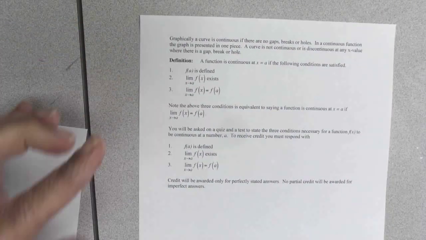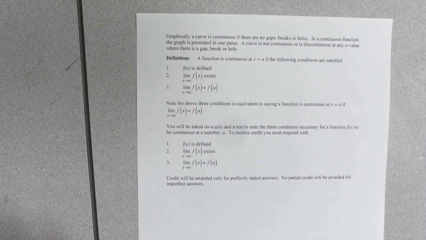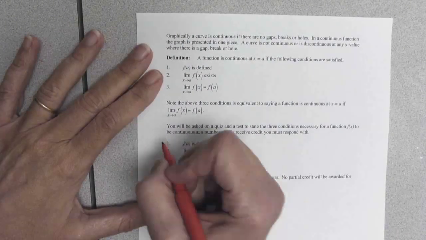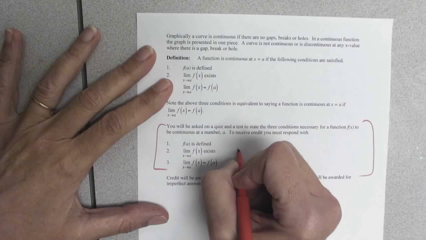Right here, you will be asked on a quiz or test to state the three conditions necessary for a function f of x to be continuous at a number A. To receive credit, you must write those three things down. If you don't write those three things down, no credit. And that's what it says here: credit will be awarded for only perfectly stated answers. No partial credit will be awarded for imperfect answers. So you memorize this.